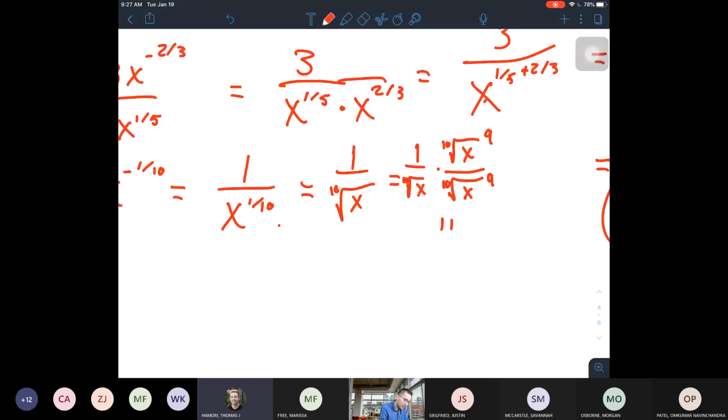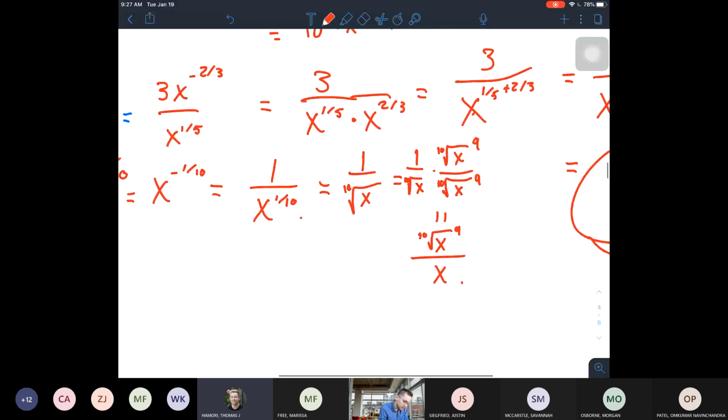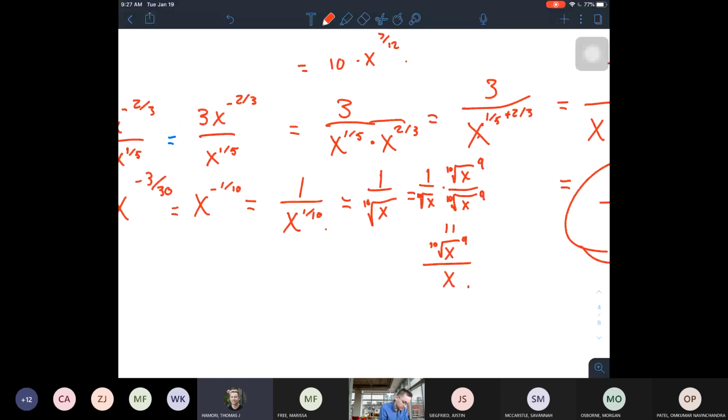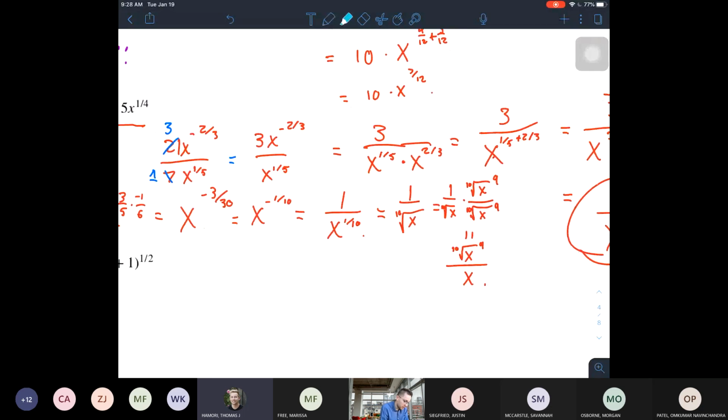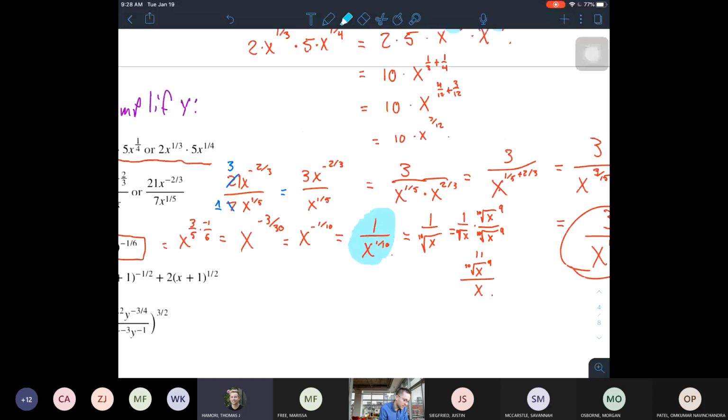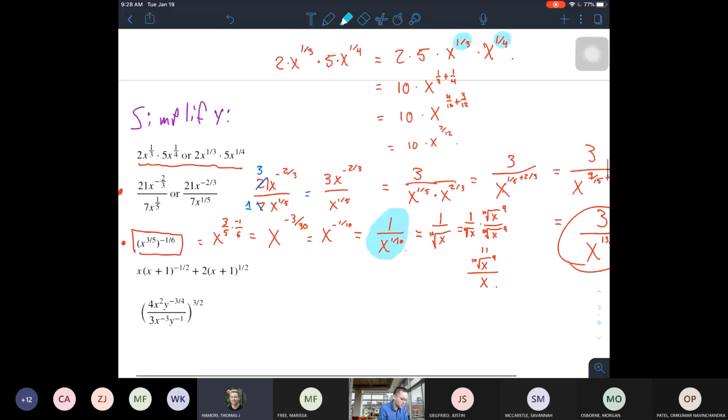And when I simplify that, the bottom will be the 10th root of x to the 10th power, and the top will be just the 10th root of x to the 9th power. And on the bottom, we'll have just x, I guess. Something like that. But you could probably stop here. That would be fine. I won't take off points if you stop there, unless I specifically ask to rationalize the denominator.